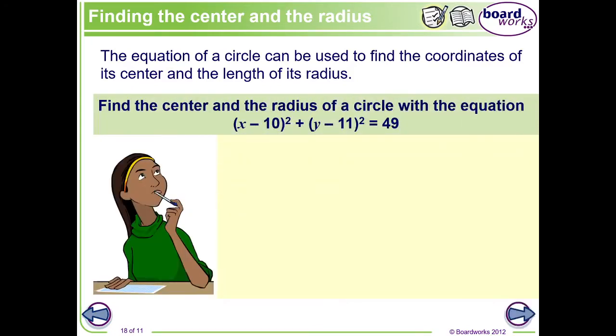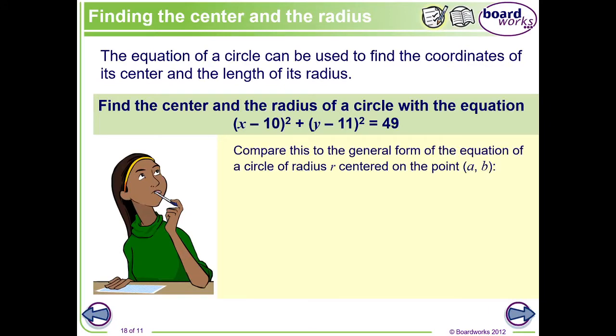What about this one? Find the center and the radius of a circle with this equation: the quantity x minus 10 squared plus the quantity y minus 11 squared is equal to 49. Now, let's compare this to the general form of the equation of a circle. Compare this to this one. So, how do you write your center here? What's the center?